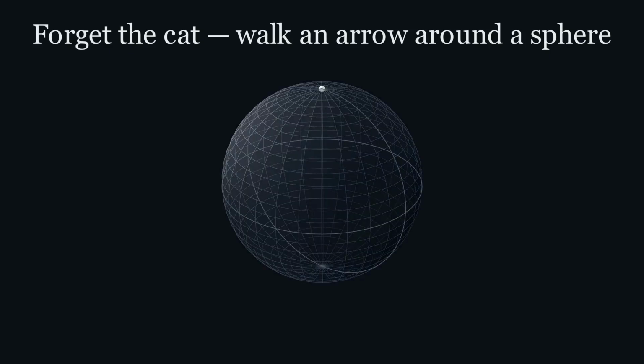Forget the cat for a moment. Take a sphere and a small arrow lying flat against its surface. Now slide the arrow along the surface, keeping it as parallel to itself as the curved surface will allow. Never twist it by hand. This is called parallel transport.